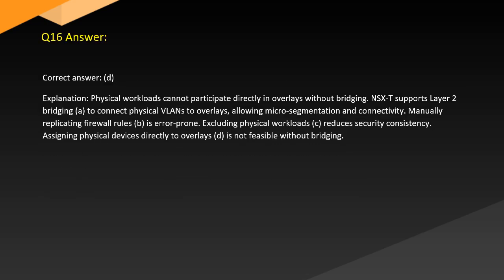Answer. Correct answer: D. Explanation. Physical workloads cannot participate directly in overlays without bridging. NSX-T supports Layer 2 bridging (A) to connect physical VLANs to overlays, allowing micro-segmentation and connectivity. Manually replicating firewall rules (B) is error-prone. Excluding physical workloads (C) reduces security consistency. Assigning physical devices directly to overlays (D) is not feasible without bridging.